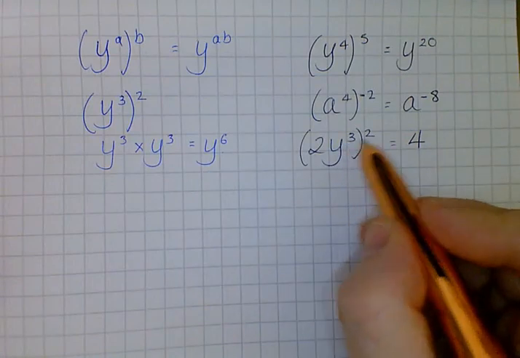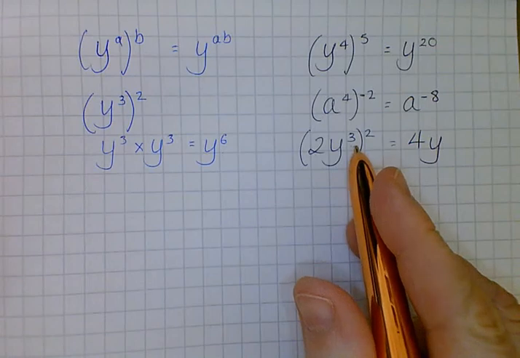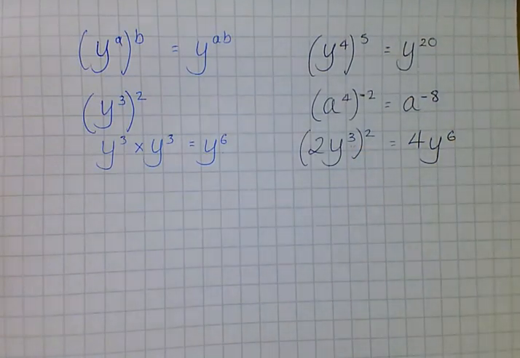And then we're going to do the same with the powers here. We're going to multiply those together. So we've got y to the power of 3 times 2, which is 6.